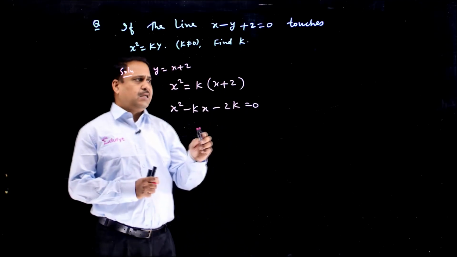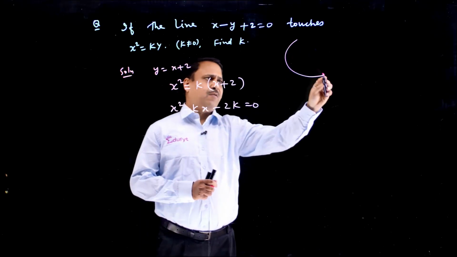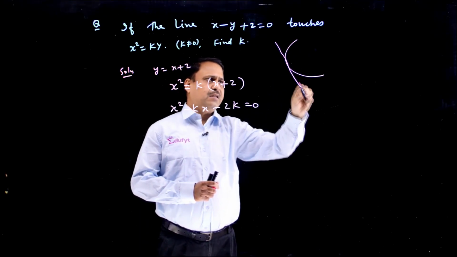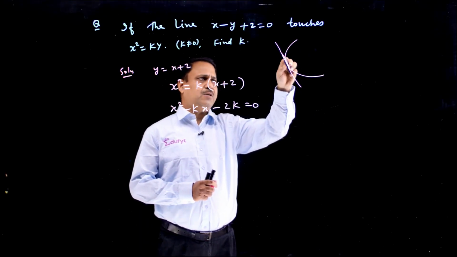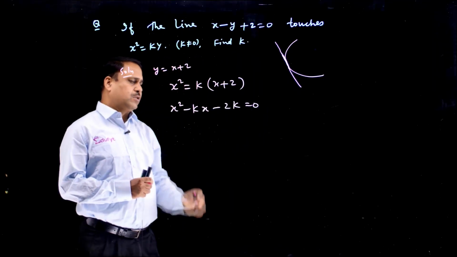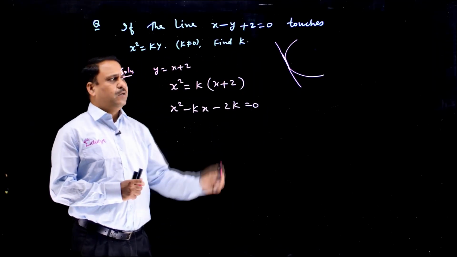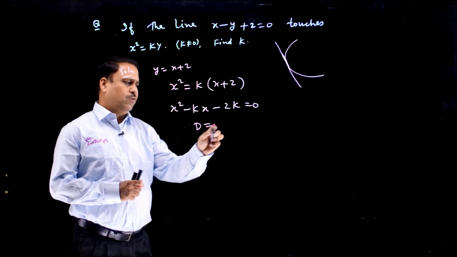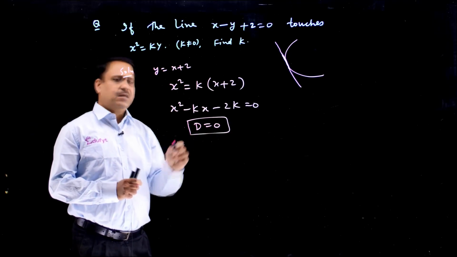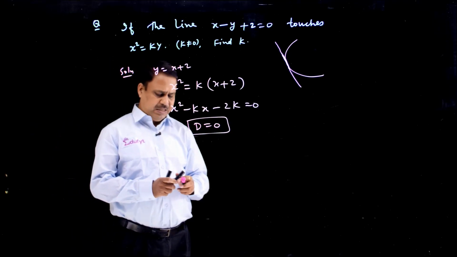Now as per the condition, if this line is touching this curve, any curve, then this must have equal roots. x1 must be equal to x2. It must have equal roots. It must not intersect. So D is equal to 0. This is always the condition for tangent. D is equal to 0.